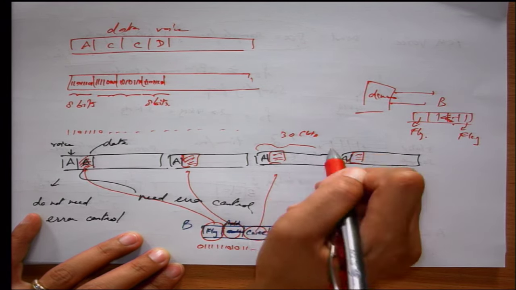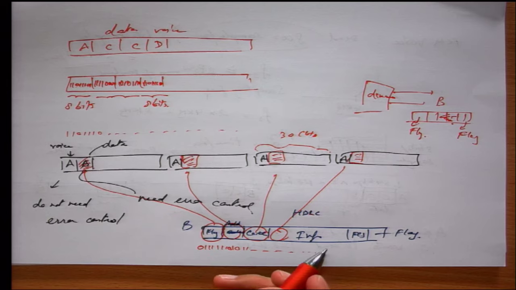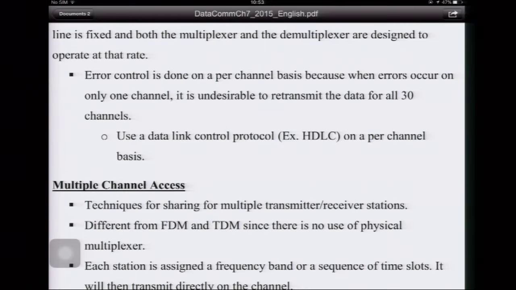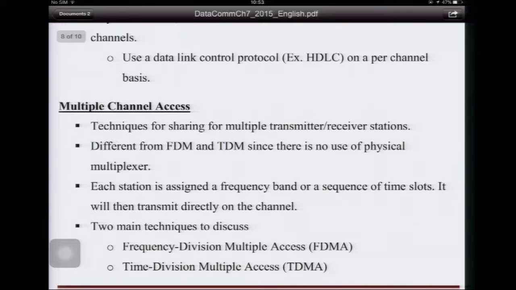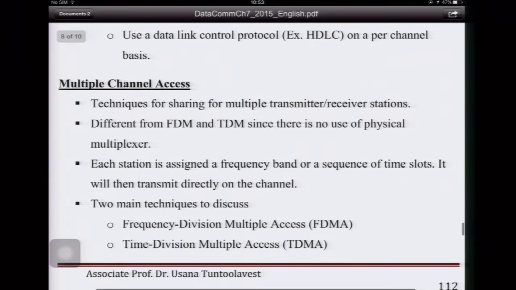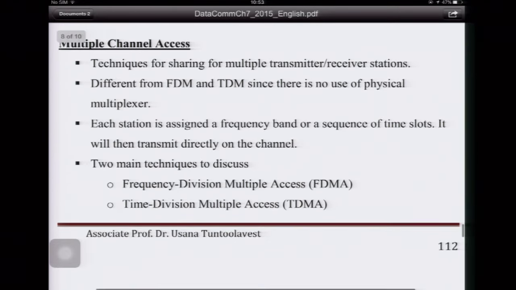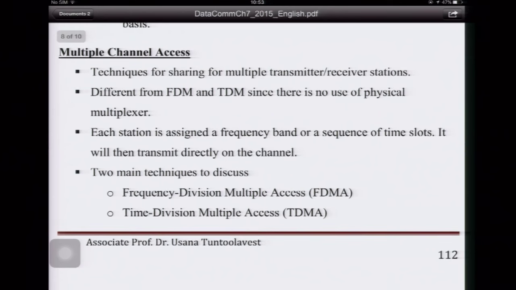Doesn't have to do that. This is what we have done with the synchronous TDM. Now let's look at multiple channel access. These are the techniques for sharing multiple transmitter and receiver stations.